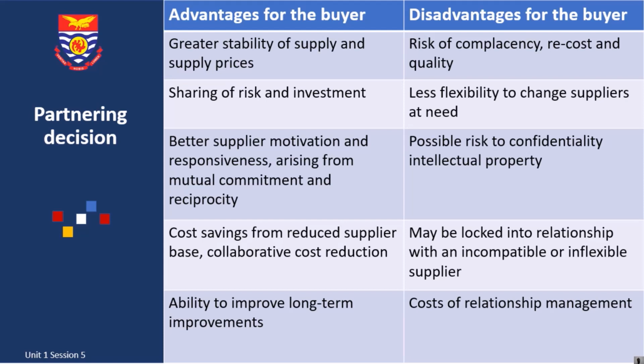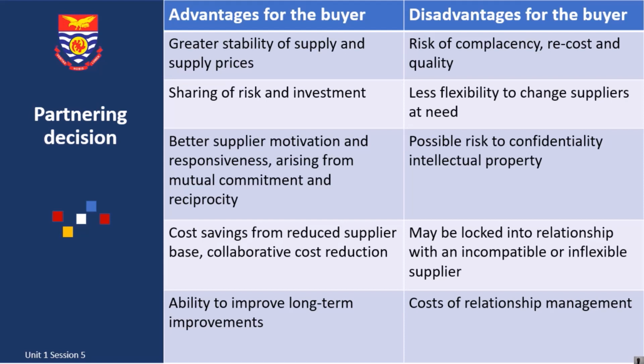However, there are downsides to partnering, one of which includes the risk of complacency, where the partner may feel like you've secured them, hence they tend to do whatever they want at the expense of the organization. There is less flexibility to change suppliers at need because you are locked into a relationship with just a single supplier and you don't have the luxury of supplier switching.